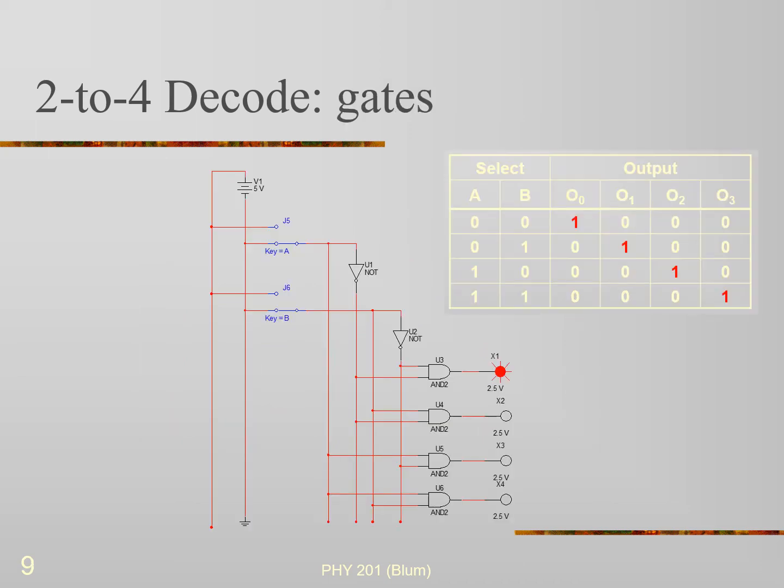So here is the 2 to 4 decoder built with gates. We have just 4 2-input ANDs with all the various combinations of A and B, and then each AND gate leads to one of the 4 outputs, output 0, output 1, output 2, output 3.